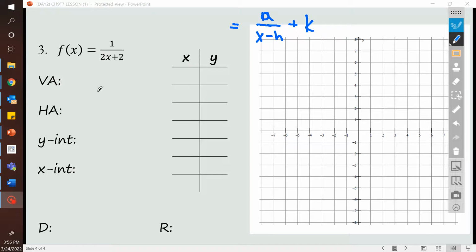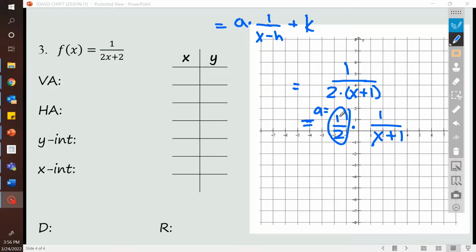Essentially, we're going to factor out that 2 from the x. So that means we have 2 over x plus 1. Now, it might not seem obvious at first, but you can think of this as 1/2 multiplied by 1 over x plus 1, which is the same thing as a multiplied by 1 over x minus h. So what we see here is that our a value is actually 1/2.